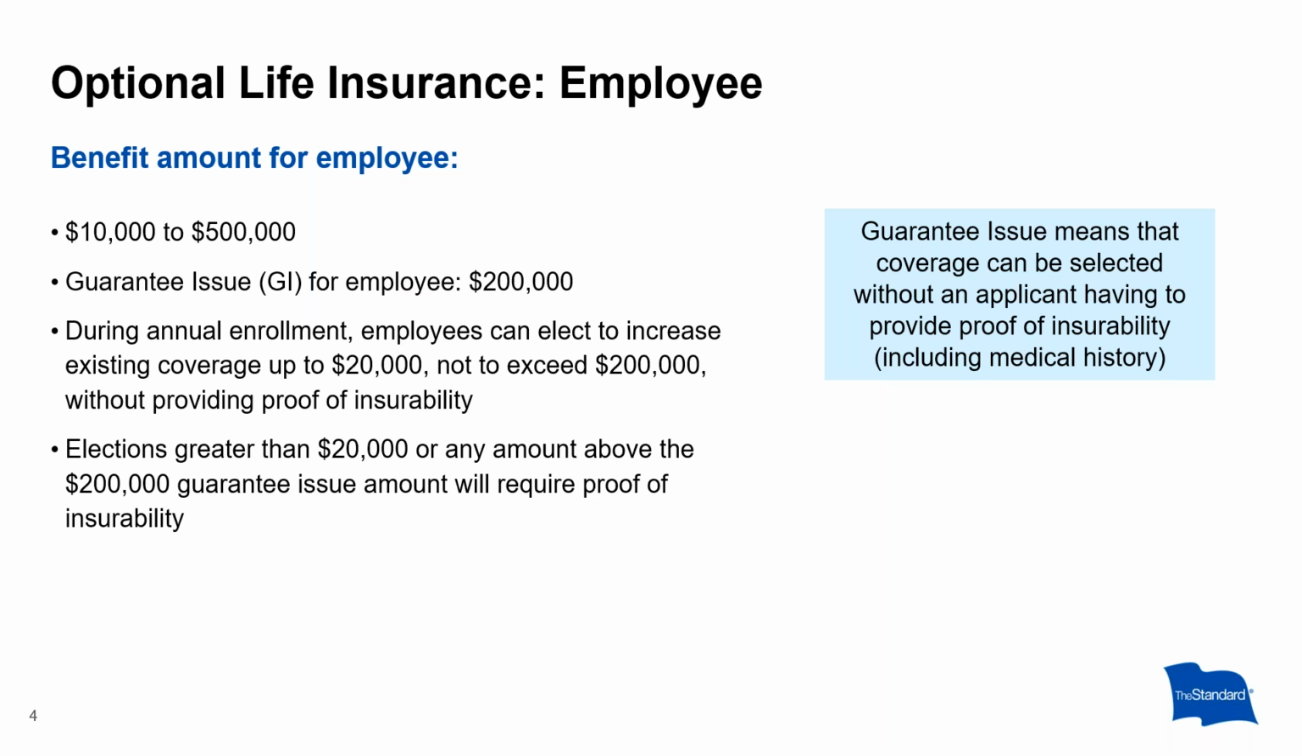Also, during annual enrollment, if you're currently enrolled in optional life insurance, you can increase by $20,000 until you get up to that $200,000 level. So each year, if you're at $160,000, you can go up to $180,000 this year. You could go up another $20,000 next year to get yourself up to $200,000, and you can do that annually without having to provide proof of insurability.